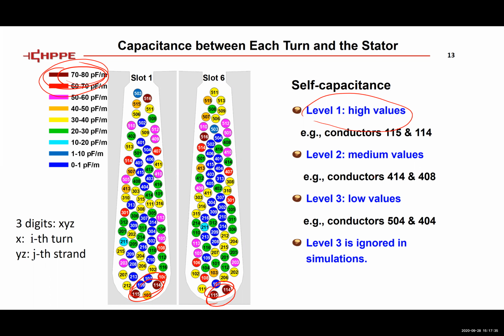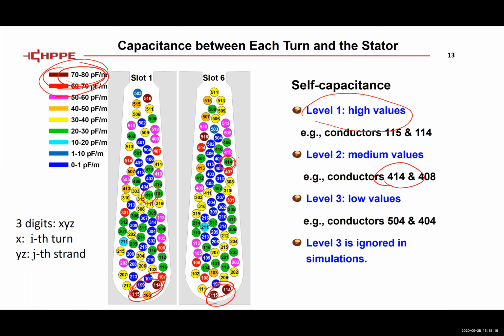And then another example is for level 2. If you look at conductor 414, here. And where's the other 414? Oh, here, okay. So these two sides of this wire, in slot 1, it's not really close to the stator ground wall, it's kind of in the middle. But in slot 6, it's very close to the stator ground wall. So that's why the capacitance between 414 and the stator ground wall is slightly lower.